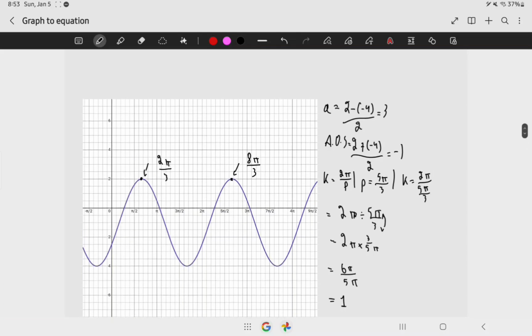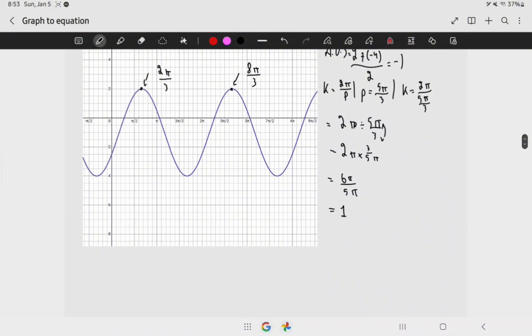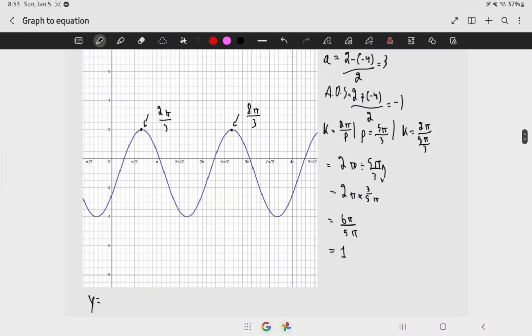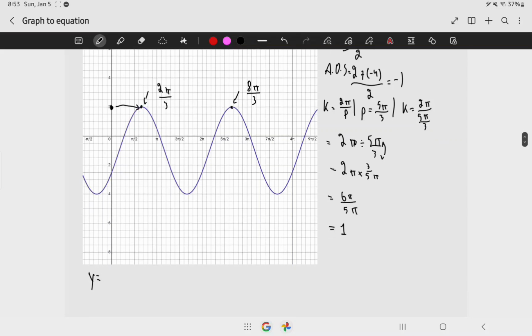Alright, now that we have that, we can start our equation off. So we have y equals, and now again we figure out if we want to use sine or cos. I am going to use cosine again, just because I can see that cos would normally start up here, and this is shifted 2 pi over 3 to the right. And because it starts at a maximum, as base cos normally does, we know there's going to be no reflection over the x-axis.